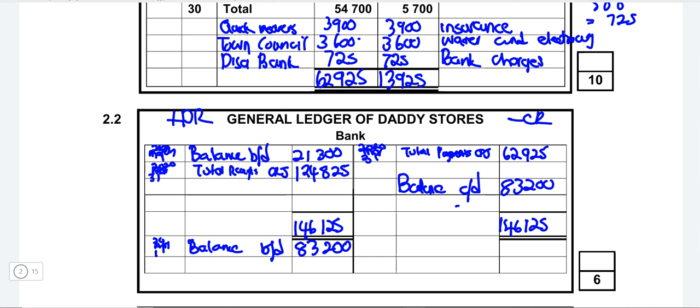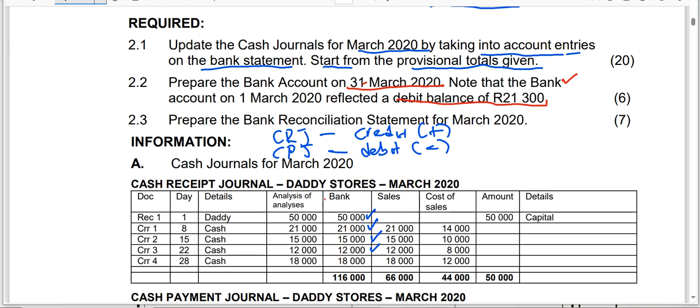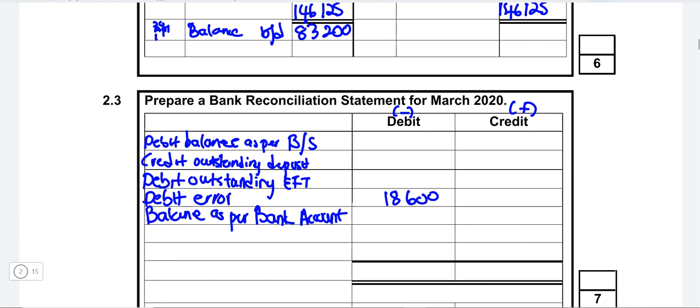So when we go to the BRS, we are going to say balance as per bank account. And then if you look at here, you will realize that 83,200 that we calculated, it's on the debit side. So we'll write on the debit side 83,200, and then from there we just have to balance.